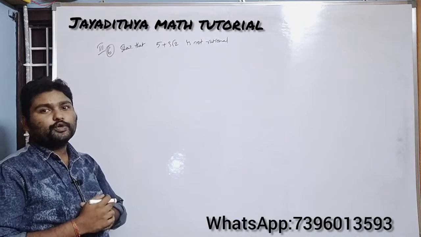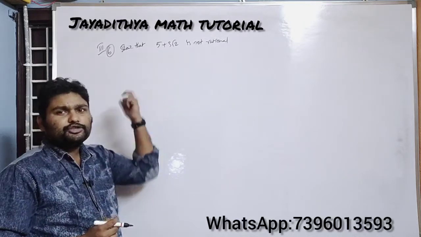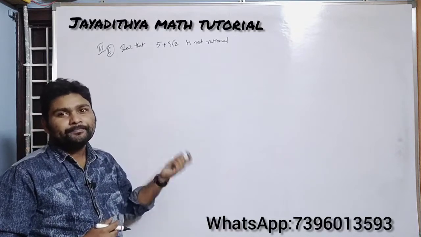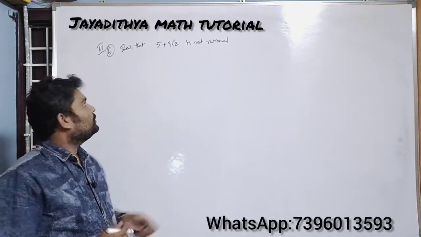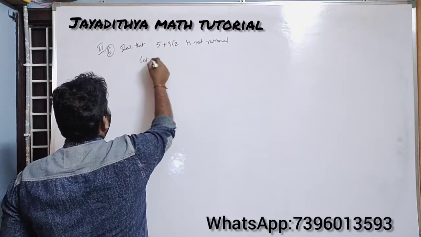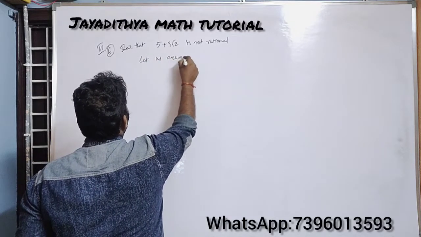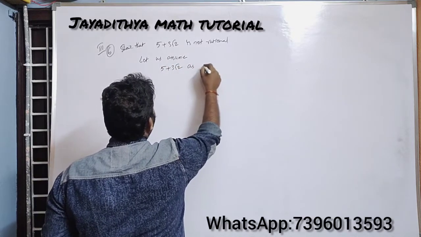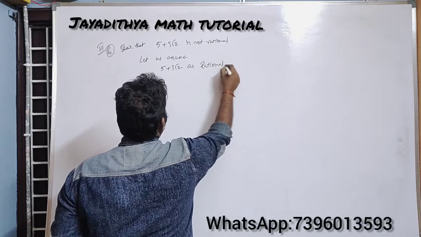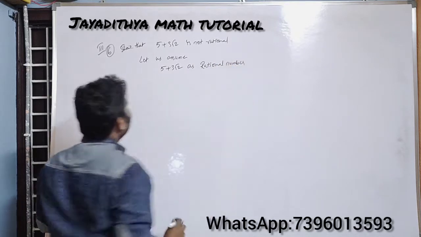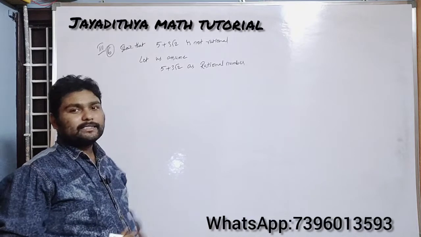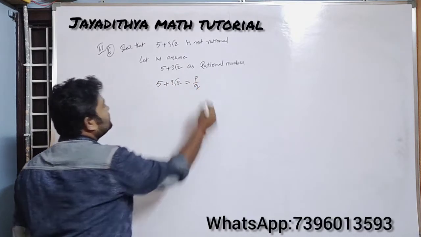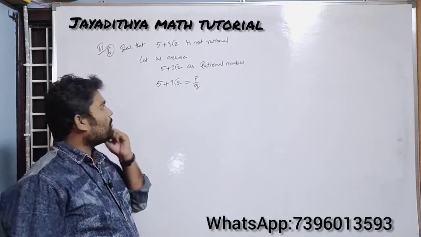Show that 5 plus 3 root 2 is not rational. That means you should prove that it is irrational. So how to solve this one? This is the easiest one when you are proving irrational numbers. The first step, as usual, let us assume 5 plus 3 root 2 as a rational number. So you can write 5 plus 3 root 2 as p by q. Why? Because a rational number will be in the form of p by q.